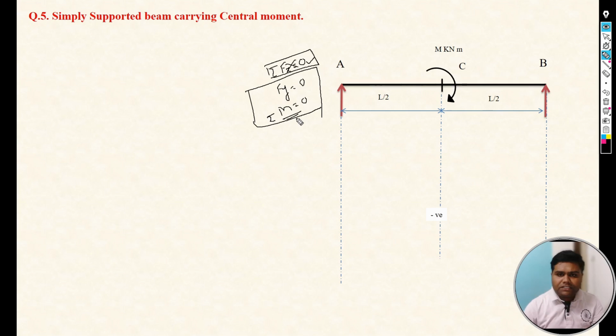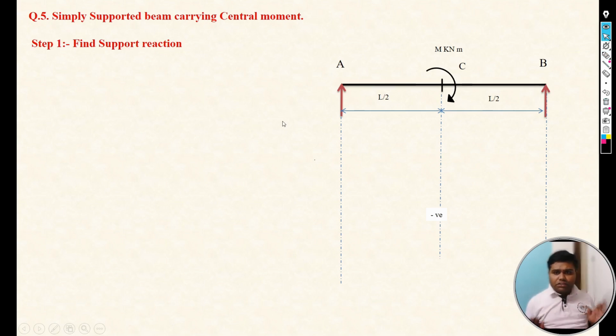Let's start with our steps. The first step is to calculate the support reactions. For the first equilibrium condition, summation M equals 0, we take moments at point A; that is why we have written summation M_A equals 0. Already we have discussed what is meant by moment: moment is force into perpendicular distance.